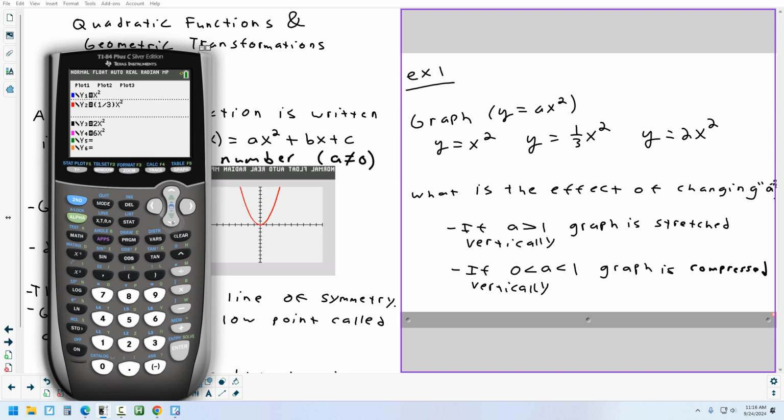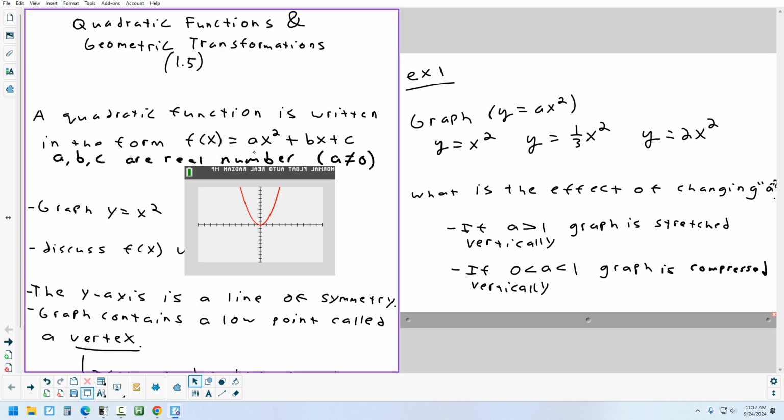So for a number between 0 and 1, I could do something like 0.1. The closer that number gets to 0, the more of a vertical compression you're going to get. And it's going to start to make the parabola look very wide. And eventually, if you compress it enough, it might even almost look like it's flat. But if you zoom out, you'll see it always has a curve to it. Okay, so any question on what changing the number in front of the x squared does? It's either vertical stretch or vertical compression.